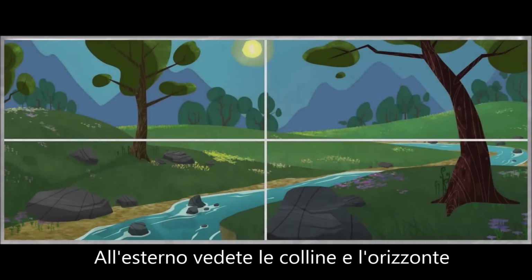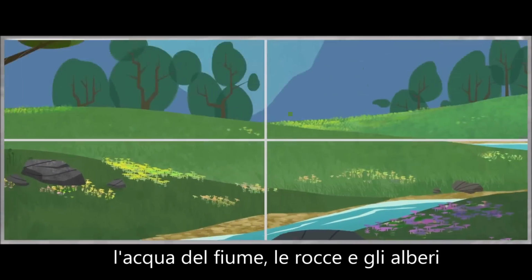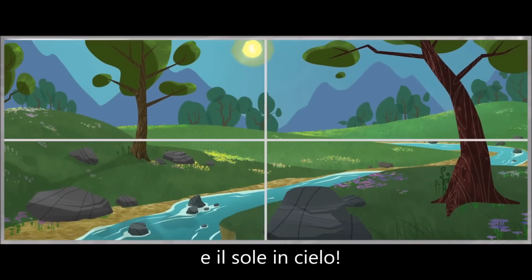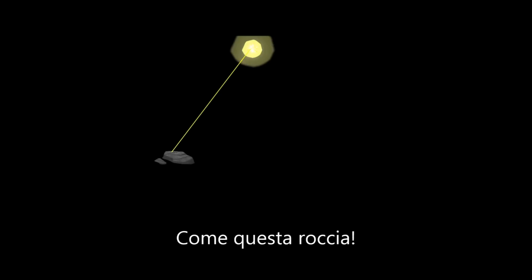Outside, you see the hills on the horizon. You see the water in the river, the rocks and the trees. And you see the sun above. We all know the sun has light beams radiating from it. They travel down, down, down until they hit objects here on Earth, like this rock here, making it visible.